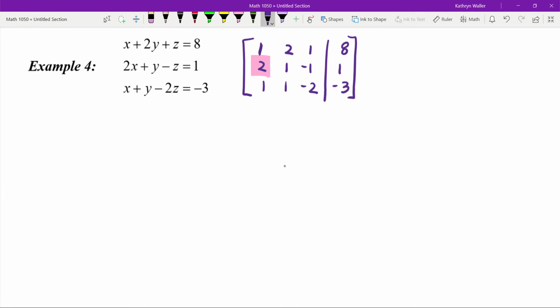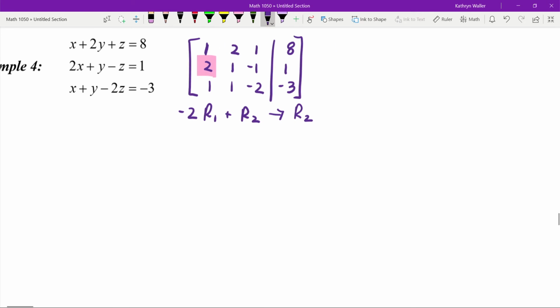Use the 1. Turn it into a 2, but with a different sign. Okay, so I need the 1 to be a negative 2. So I'm going to take a negative 2 and multiply it by row 1. That'll give me a negative 2. Then I'm going to add it to row 2, and that's going to become my new row 2, because the pink highlighted 2 is in row 2. So that's the one I'm trying to change.